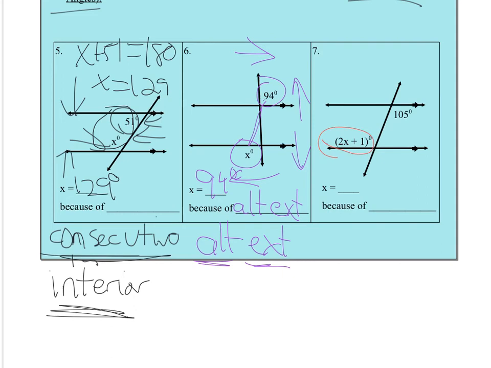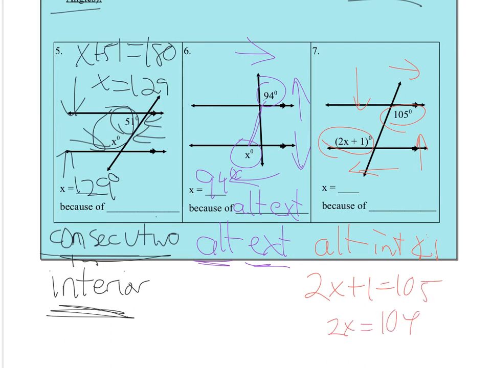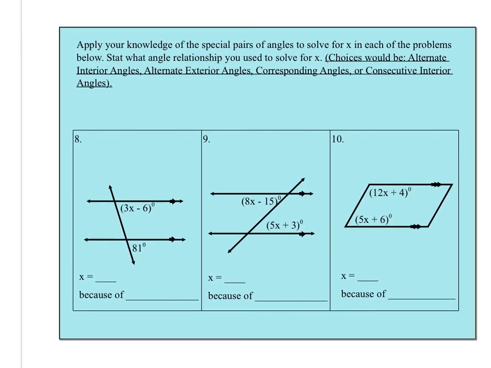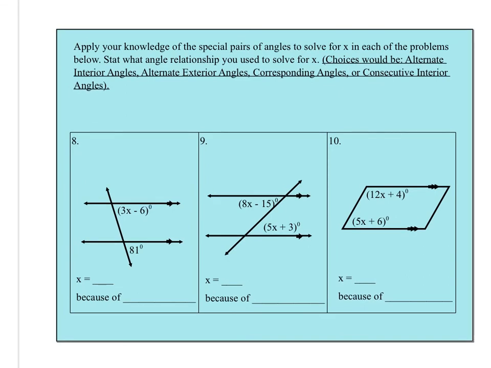So if you look at number 7, looking at 2x plus 1 and 105. Well, again, they're on opposite sides, but this time they're interior, so that's going to be alternate interior angles. So that means 2x plus 1 equals 105. So 2x equals 104. So x is going to equal 52. There's my answer. Boom. So same kind of situation, taking it a step further here. A little bit tougher problems.